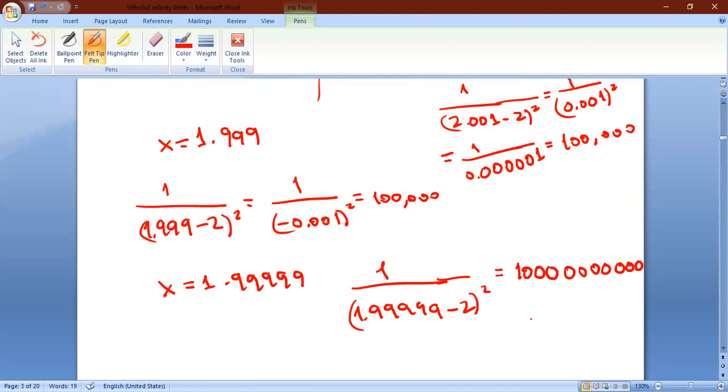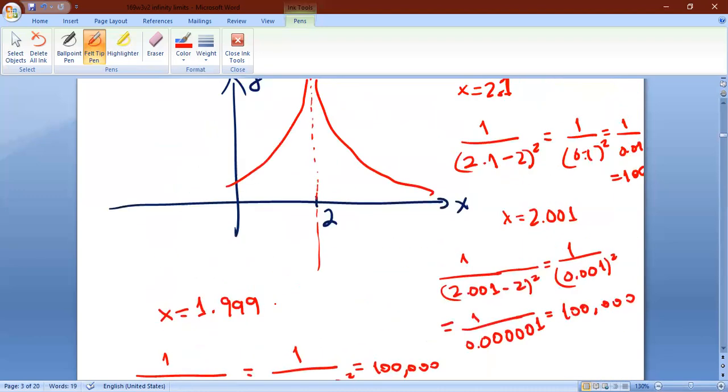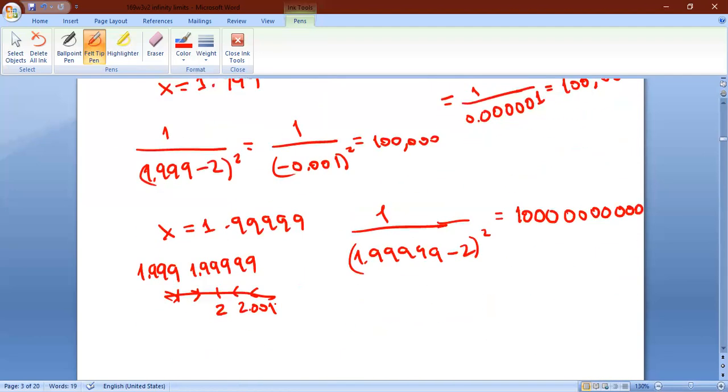As you see, there are the numbers when we are getting closer and closer to 2. Here is 2, here is, let's say, 1.999, and then here is 1.99999. We are getting closer to 2, or we can get closer to 2 from the other side, like 2.001. As you see, each of them getting closer, the values of the function are getting larger and larger. So we see something like this.